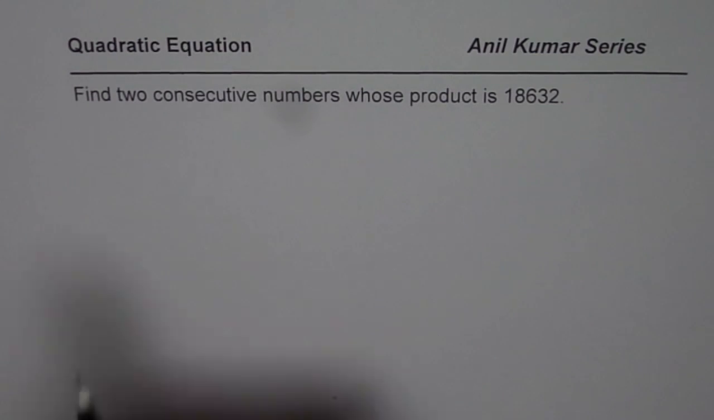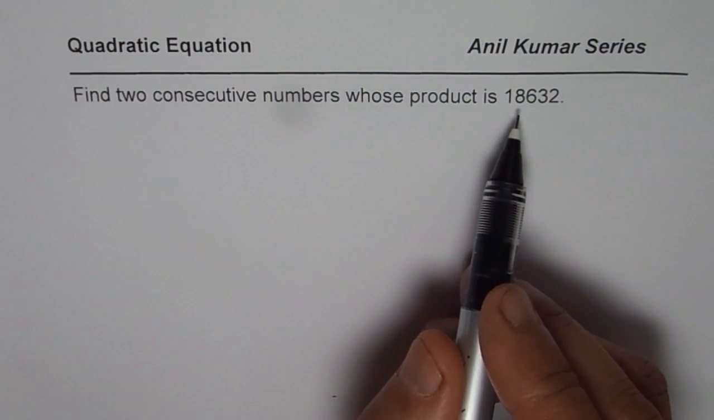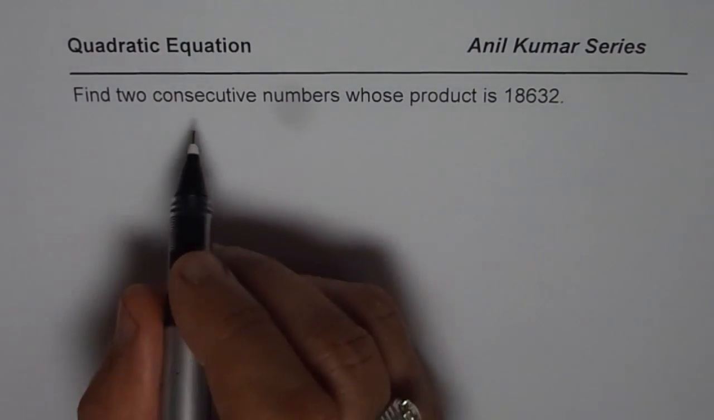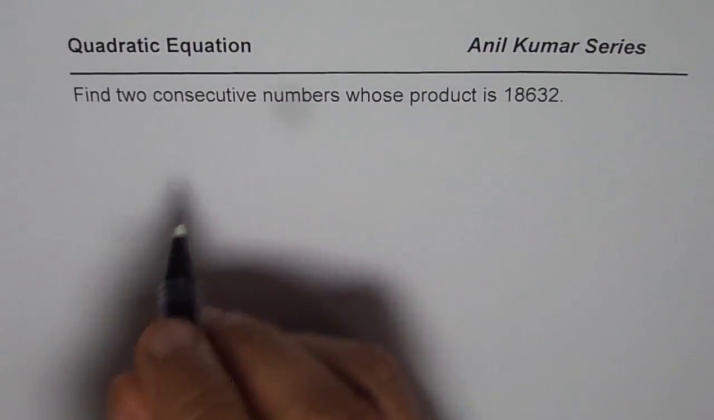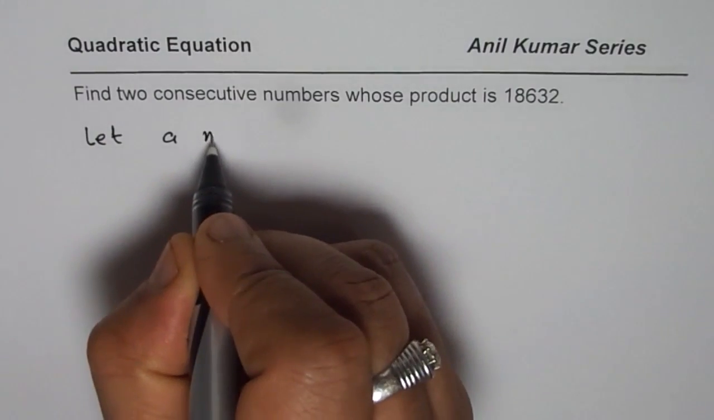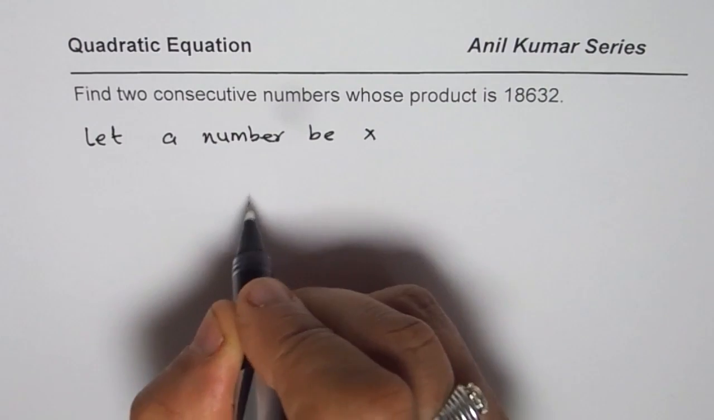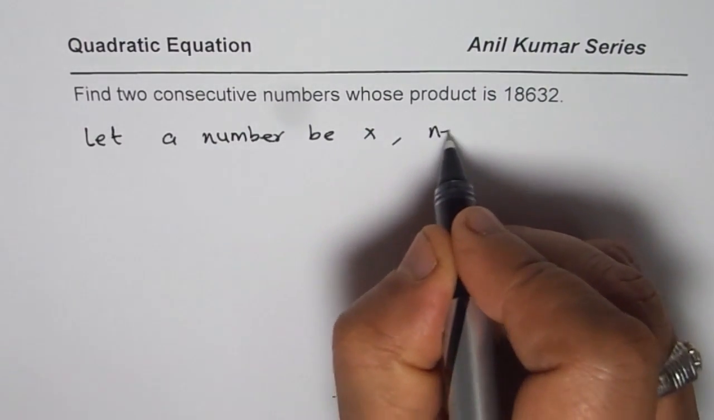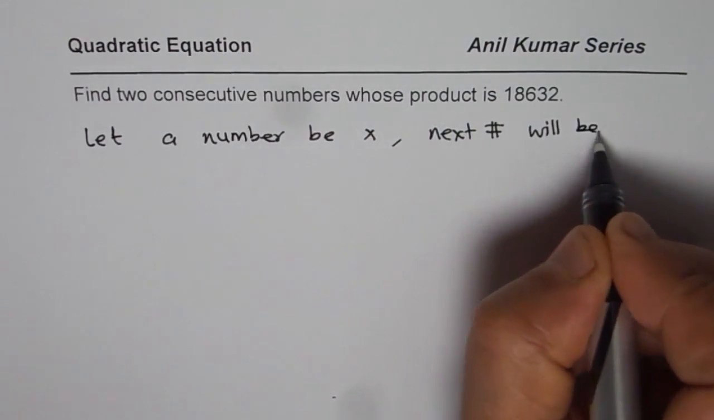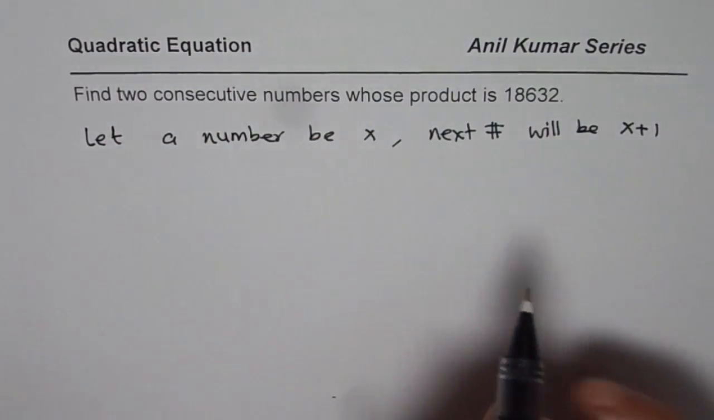The question here is find two consecutive numbers whose product is 18,632. A huge number, right? So, when we say consecutive numbers, what do we mean? If we say let a number be x, then the next number will be x plus 1. That is the meaning of consecutive numbers. The numbers which come together.